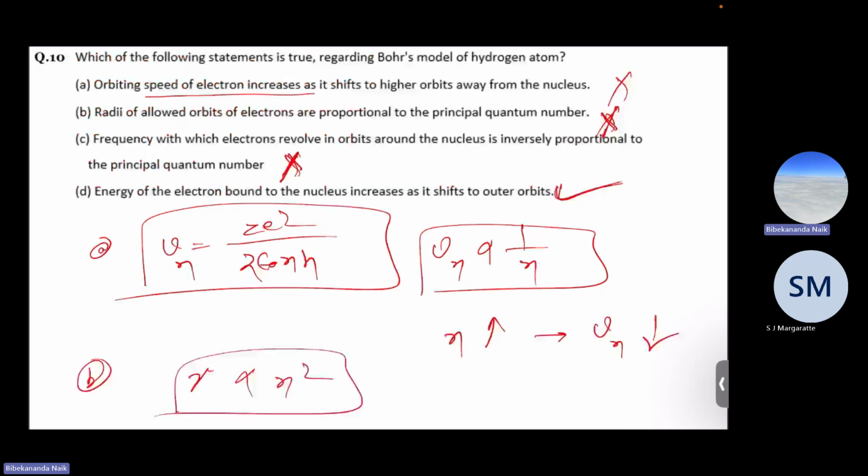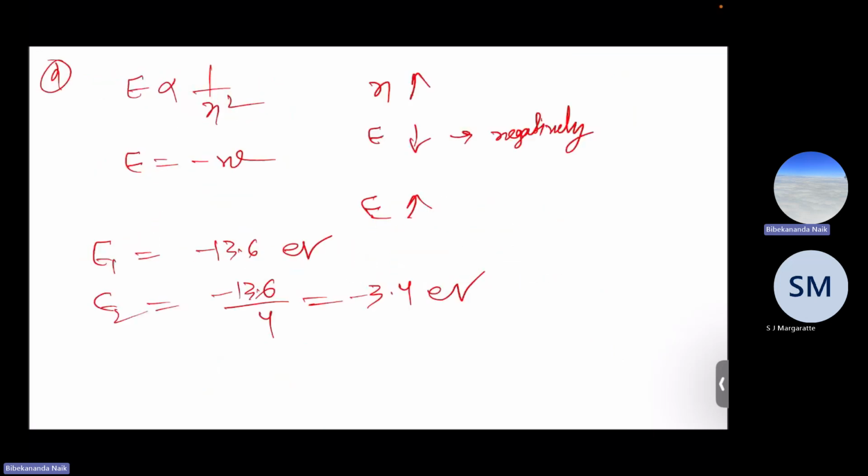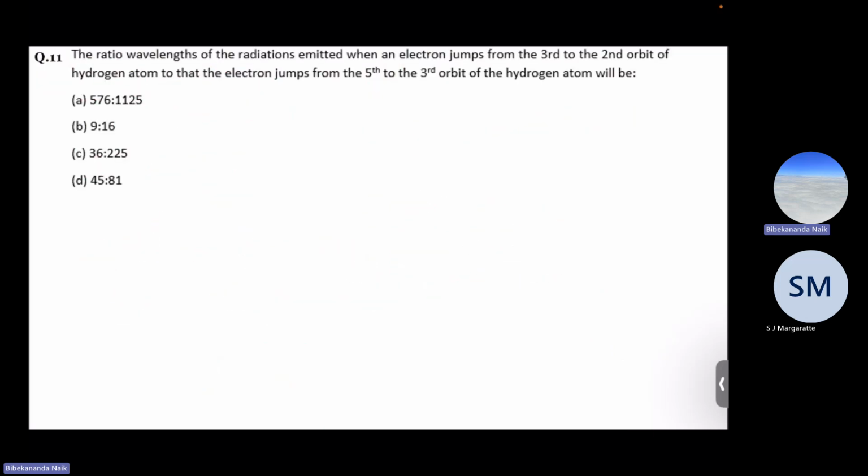With increase in the outer orbits, with increase in the value of n, the energy of the electron bound to the nucleus increases. So I hope this is clear to you. Now we move to question number 11.